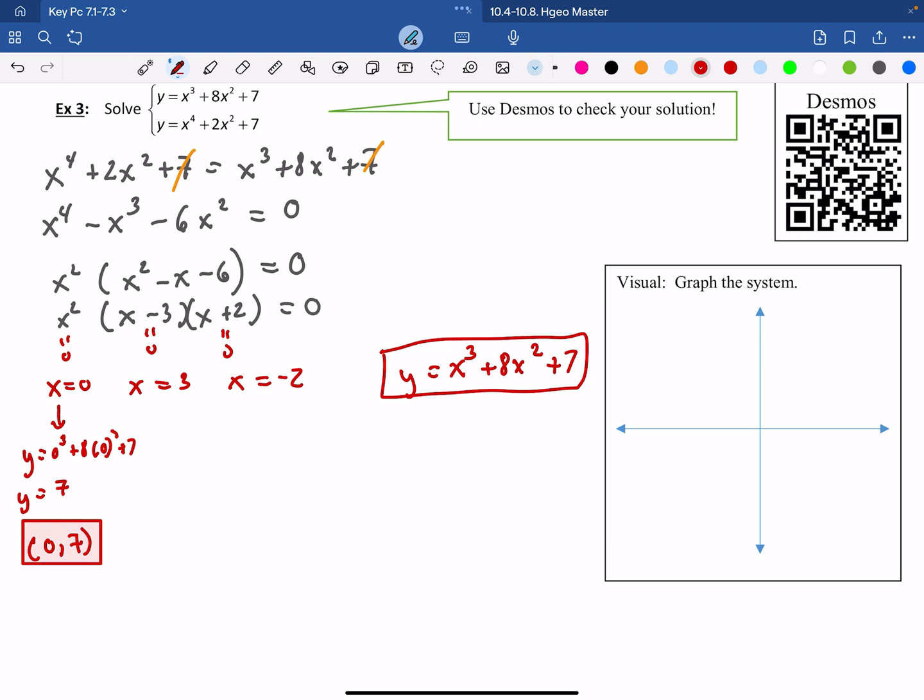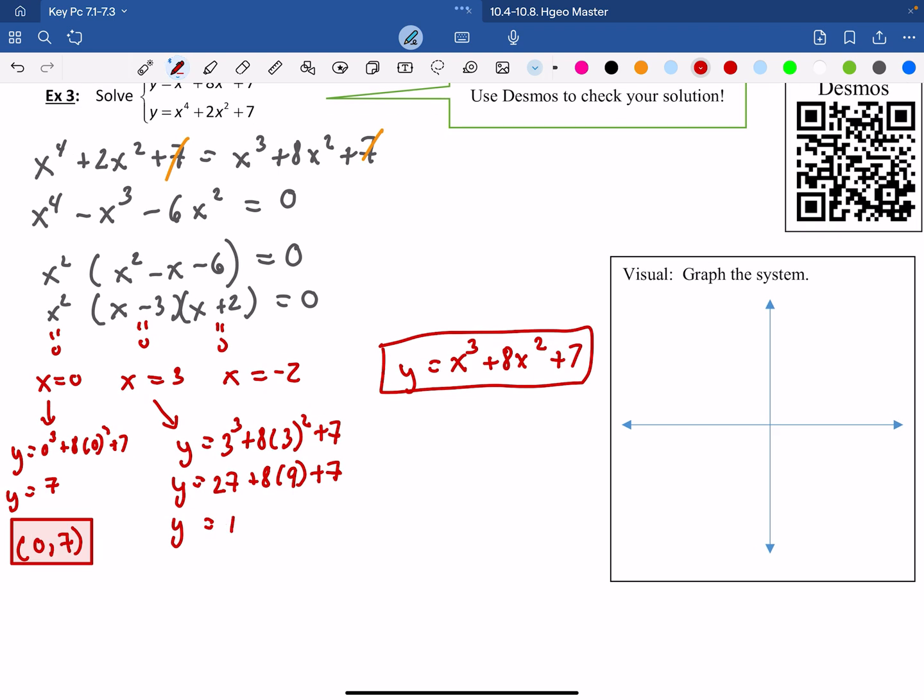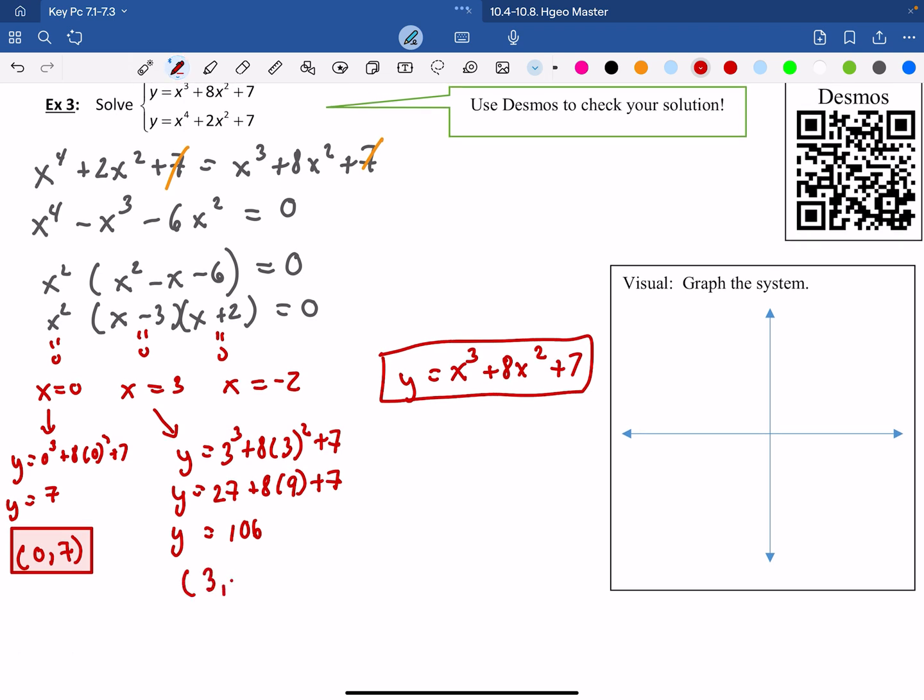Okay, we're going to do the same thing. This time we're going to put x is equal to 3 in. And we get y is equal to 3 to the third power plus 8 times 3 to the second power plus 7. 3 cubed is 27, not 9. Plus 8 times 3 squared, which is 9, plus 7, and y is equal to 27 plus 72 plus 7, 106. So when x is 3, y is 106. There's your second solution.